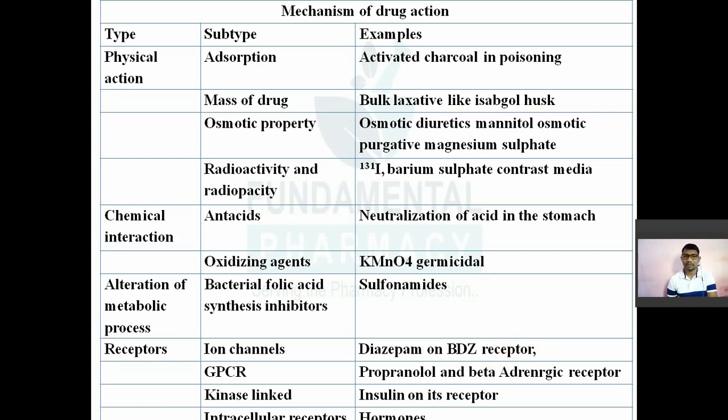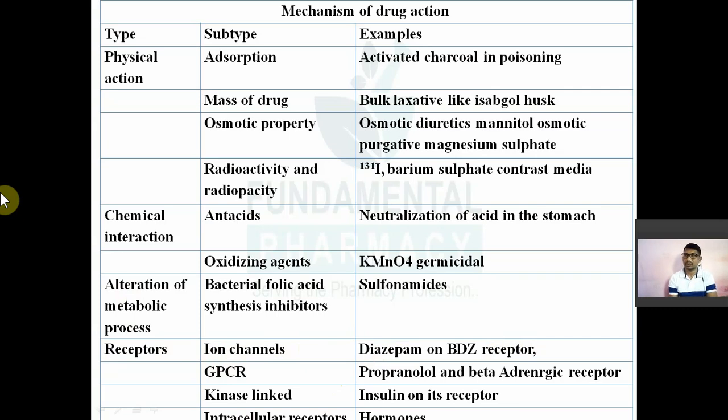It will increase the permeability for the chloride ion channels. So by changing the permeability for ion channels, a drug may exert its action. Normally, what happens inside the neuronal cell is that there is electronegativity.